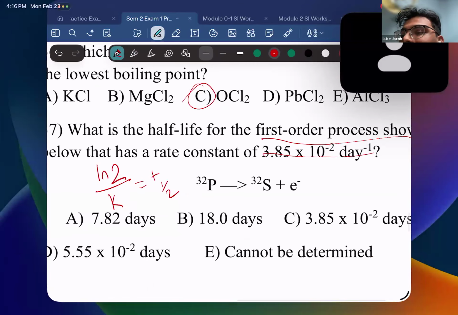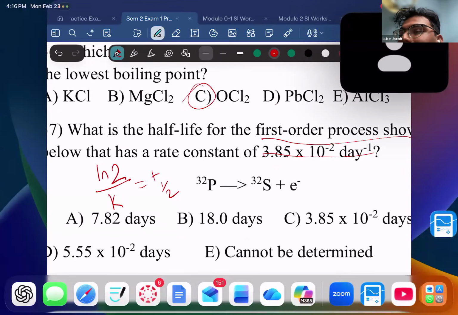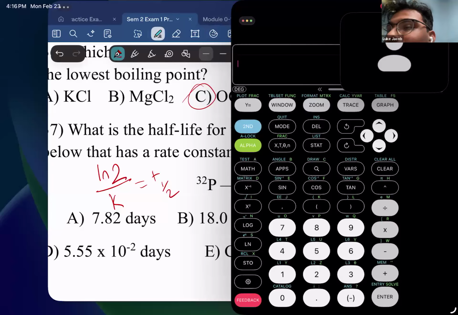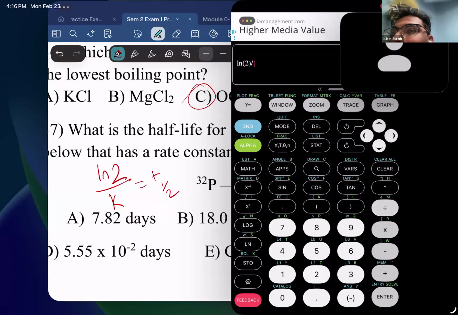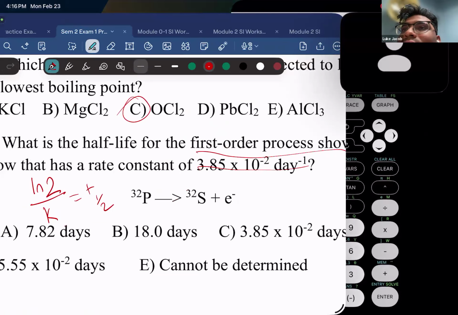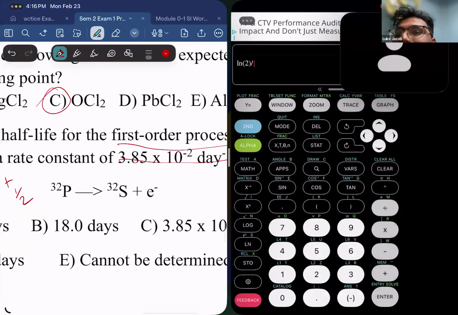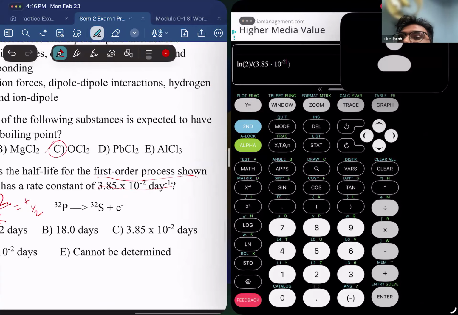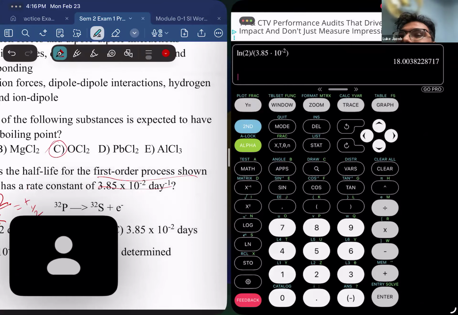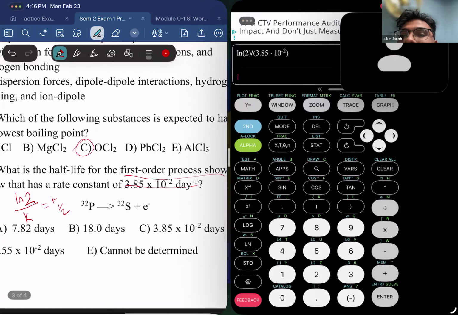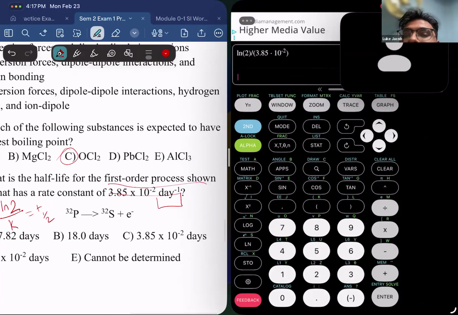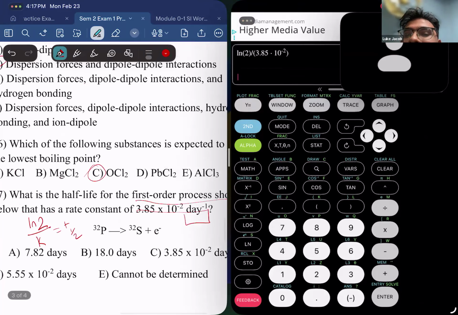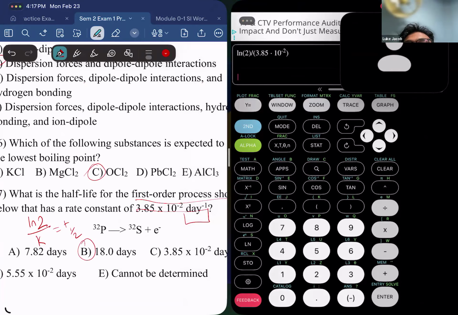So let's put this in the calculator: natural log of 2 divided by 3.85 times 10 to the negative 2. And I got a value around 18. When you say it's days inverse, that means the answer is going to be in days. So the answer choice here would be B.